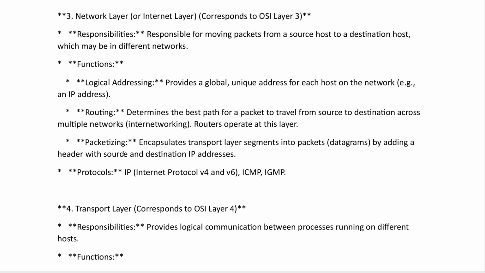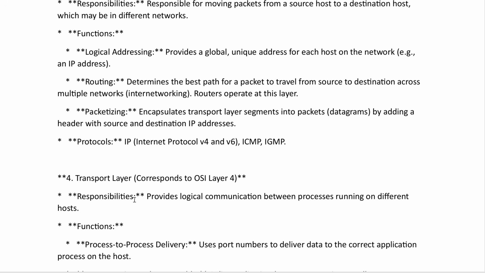The third function performed by network layer is the packetizing, that is encapsulating transport layer segment into packets or datagrams by adding a header with source and destination IP addresses. That is, header contains source and destination IP addresses. Protocols supported with network layer are IP, that is Internet Protocol version 4 or version 6, ICMP, that is Internet Control Message Protocol, IGMP means Internet Group Management Protocol.